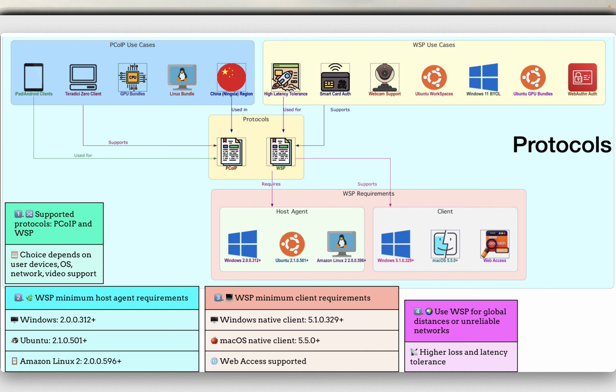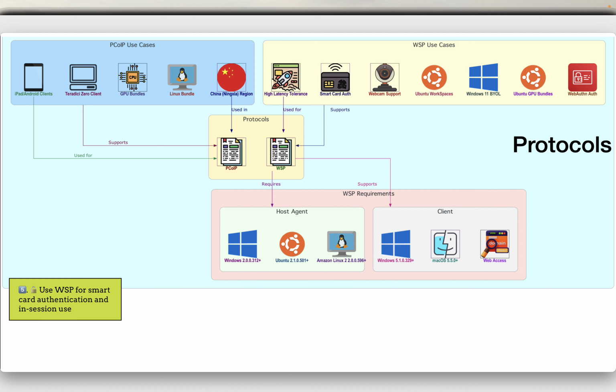Okay, WSP is recommended when users access their workspaces across global distances or use unreliable networks, as it offers higher loss and latency tolerance to support these conditions. Okay, use WSP. So if users need to authenticate with smart cards or use smart cards in session, WSP is the preferred protocol. WSP is the choice when webcam support capabilities are required during workspaces session.